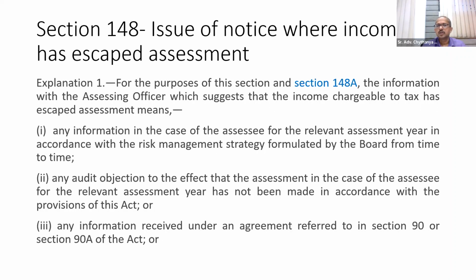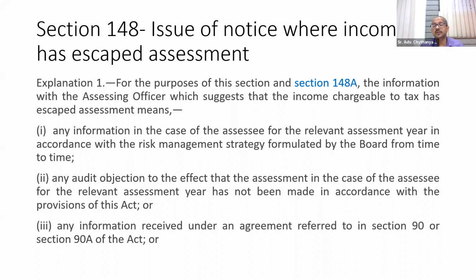Now, Explanation 1. This is the most critical part of section 148. For the purposes of this section and section 148A, the information with the assessing officer which suggests that the income chargeable to tax has escaped assessment means. See, the phrase "information with the assessing officer which suggests that the income chargeable to tax has escaped assessment" is too long a phrase for me to keep using at all places. So in short, I will name it with an acronym as ISE, meaning information suggesting escapement. So kindly bear with me, whenever I say ISE, you have to understand this as information with the assessing officer which suggests that the income chargeable to tax has escaped assessment.